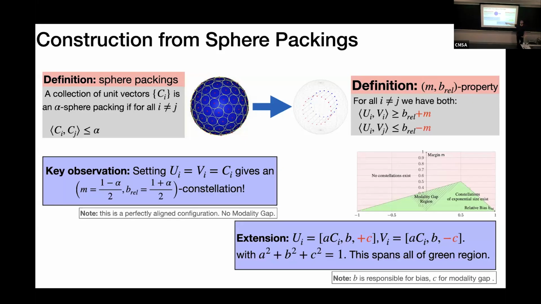B here is going to be responsible for a bias that we can trade off between these various A, B, and C. And this construction spans all of the green region, right? So we started with an exponentially sized code on the sphere, and then we added a couple of coordinates, and we traded off between these, and this gets the whole green region. Okay, I won't talk about why no constellations exist here. It's not terribly difficult, but you're welcome to look at the paper for that argument. But this at least tells us that there are constellations that are very big, and those are the ones we want because N is much, much bigger than D.